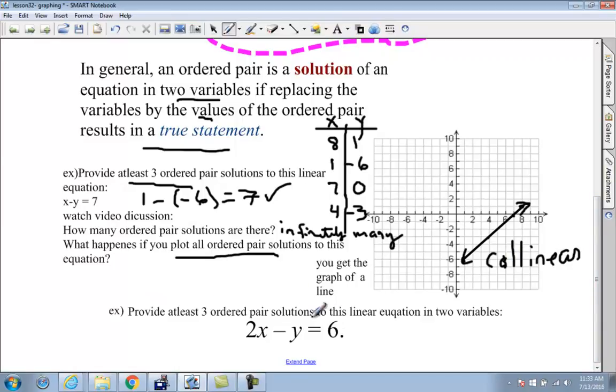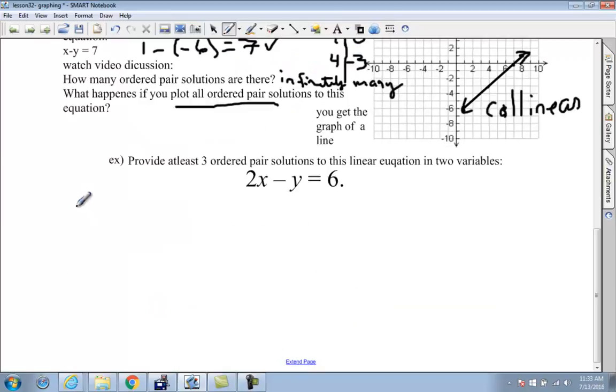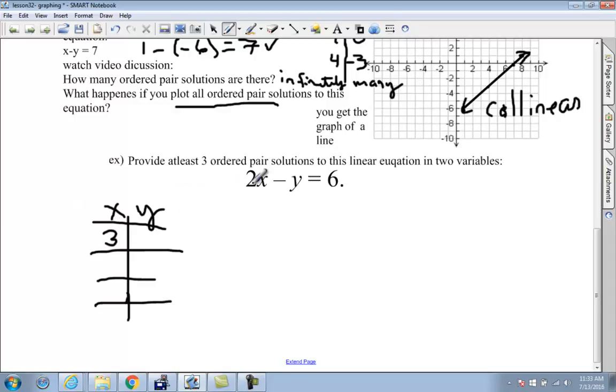Provide at least 3 ordered pair solutions to this equation. Now, you could hit pause, but you might not give me the same ordered pairs that I'm thinking of. Well, clearly if x were 3, 2 times 3 would make 6, and y would have to be 0. What if x were 6? What would y have to be? That's the way I like to think about it. Well, 2 times 6 makes 12, and 12 minus something would have to make 6. Well, it has to be 6, right?